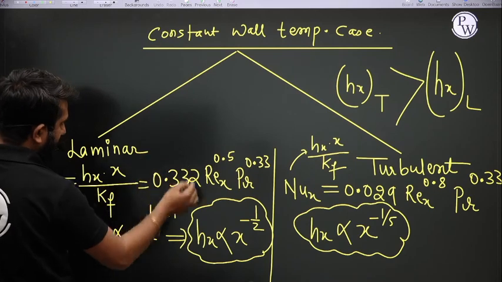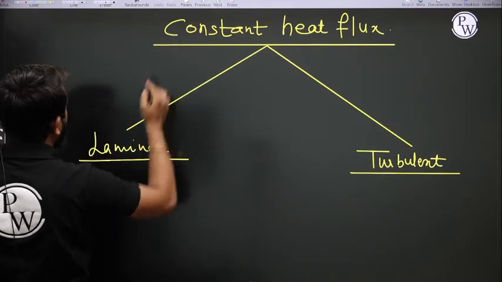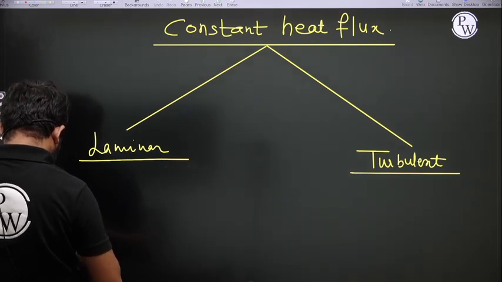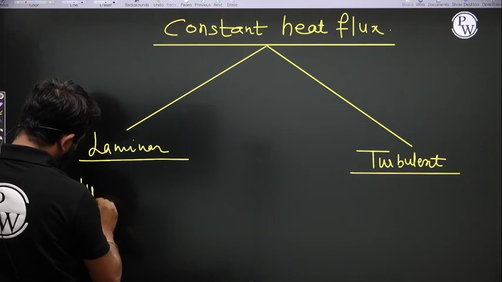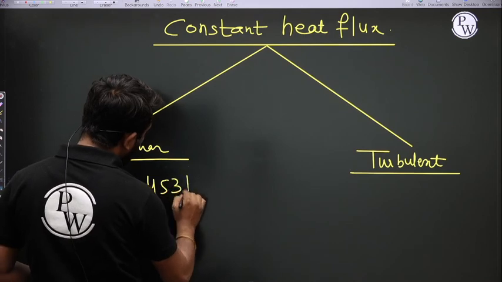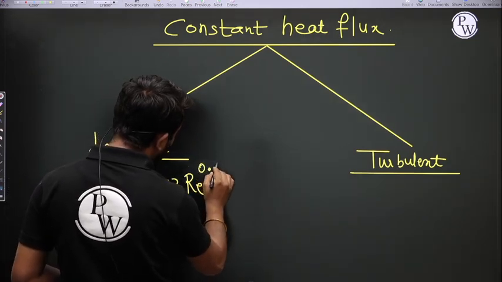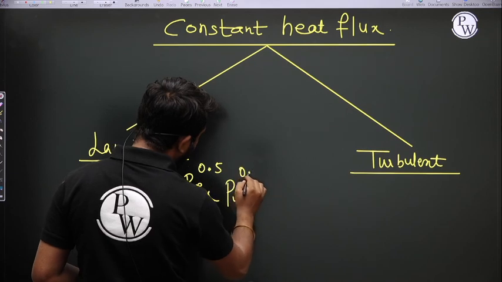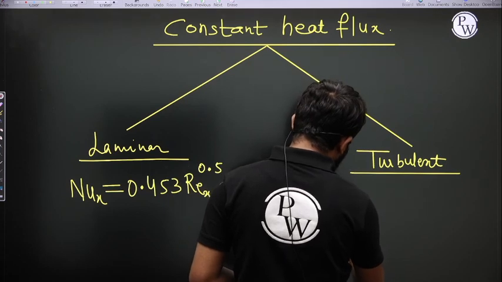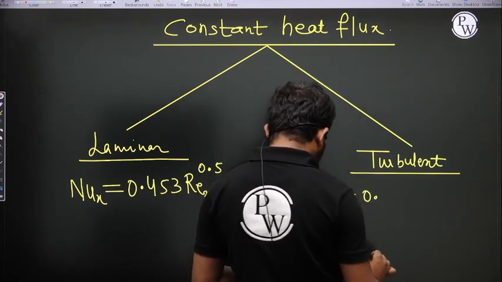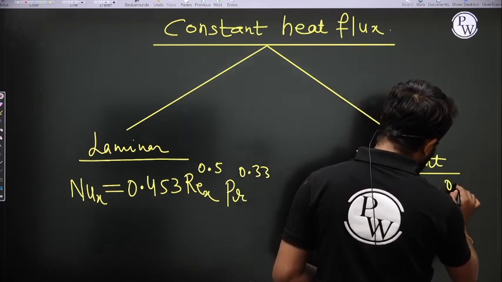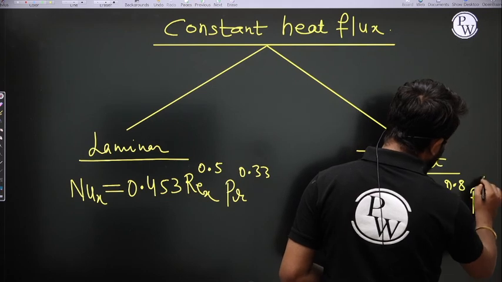This factor, here it is 0.332. Now see here, in case of the laminar, this local Nusselt number is equal to 0.453 Rex to the power 0.5 Prandtl number to the power 0.3. Whereas in case of the turbulent flow, this Nux is equal to 0.0308 Rex to the power 0.8 Prandtl number to the power 0.33.